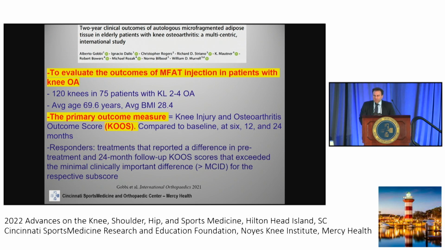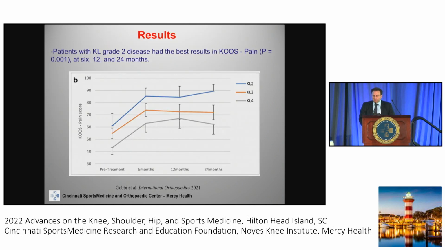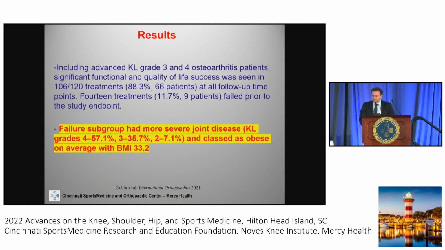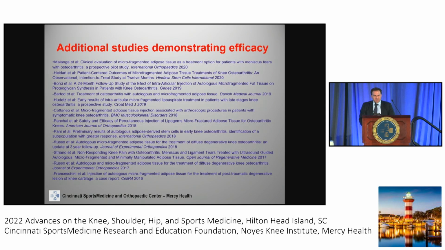Alberto Gobbi did some really nice work looking at microfragmented fat injections. He published this study looking at the Kellgren-Lawrence scores, and what he found was significant increases across the board in all patients. Specifically, there's Kellgren-Lawrence 2, so there's mild to moderate osteoarthritis. And as you see based on this chart, he also saw continued improvement in that group up to 2 years. So I really think that's an area where this product could potentially differentiate itself from these other orthobiologic agents. There are several other studies demonstrating efficacy for microfragmented fat.